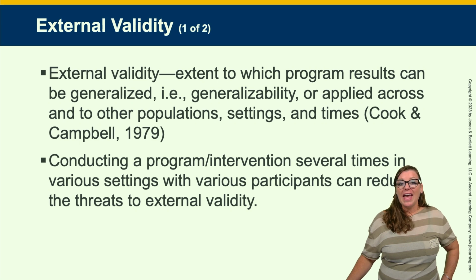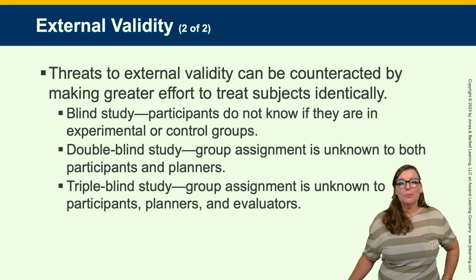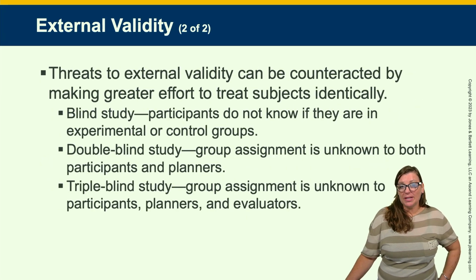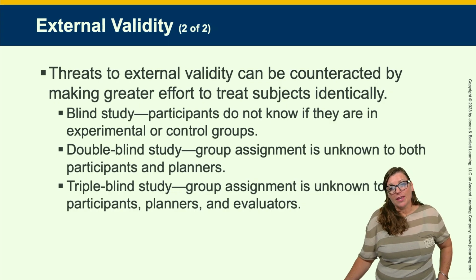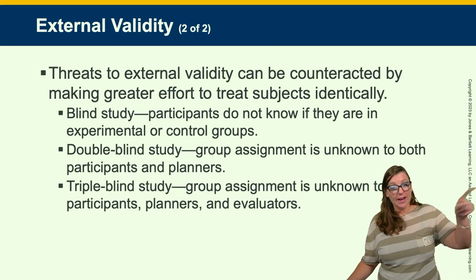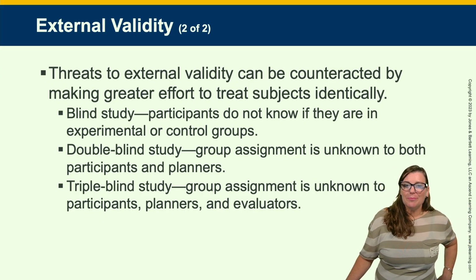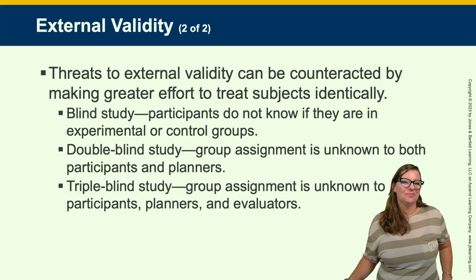External validity asks the question of whether or not we can generalize our findings. You can improve validity by replication and blinding. And something else to think about with this, just because that program worked over there, you know, that one, it doesn't mean that if we implement it over here, it will work the same.